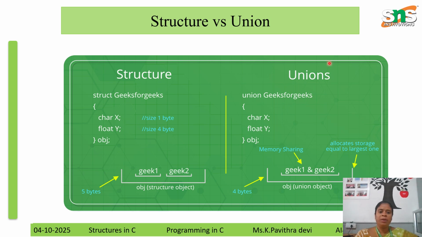Next one, difference between structure and union. Both structure and union are user-defined data types in C used to group variables of different types. The main difference is memory allocation and usage.